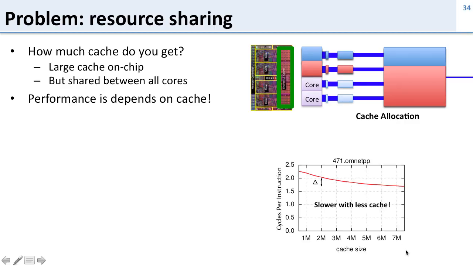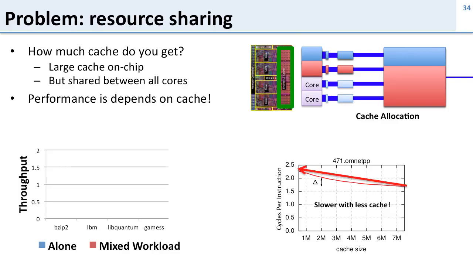Here's a graph. It shows that depending on how much cache this application gets, its performance changes. As it gets less cache, the performance gets worse. So you can see up here that if this program is the blue program and I give it less cache, it's going to run more slowly. So this resource sharing is a problem. Let's take a look at that here.